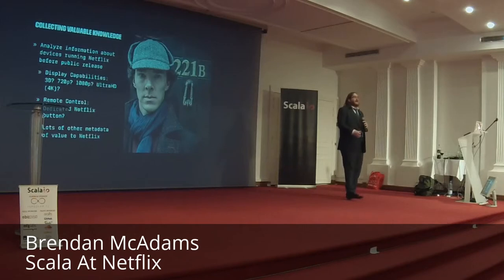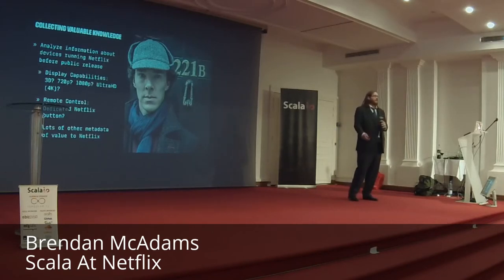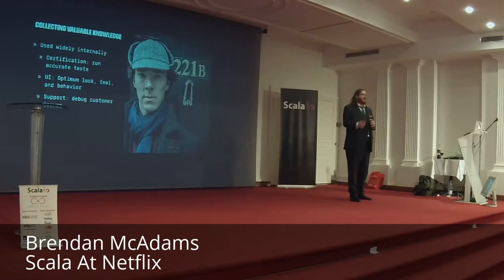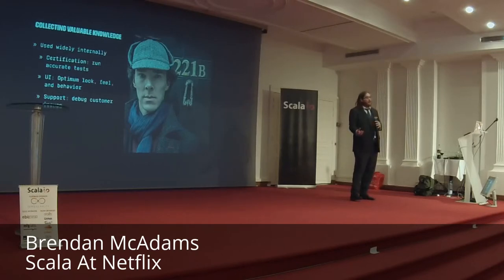There's a lot of other metadata that's valuable, sometimes only to us internally and sometimes to how the system works. We use this pretty widely internally. There's lots of different groups that can collect and utilize this information. So we've got a certification team that uses this to run tests. What features do we need to test? What things do we know aren't going to work correctly? What things do people ask to be exempt from?